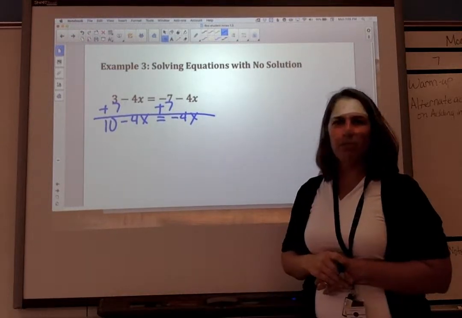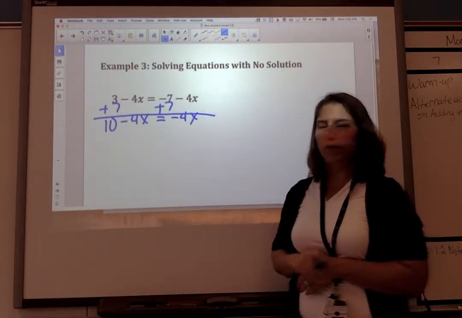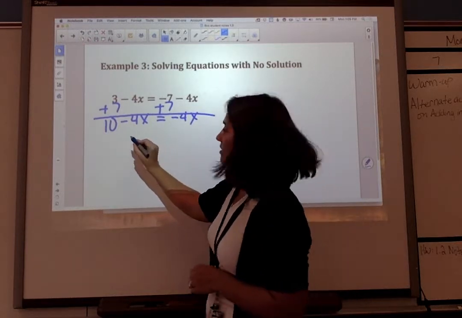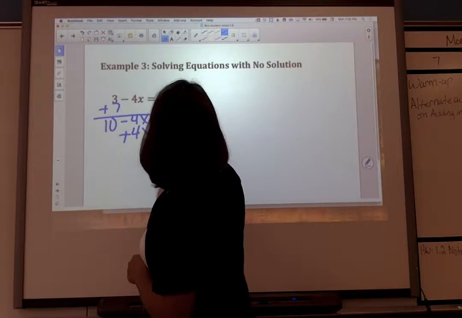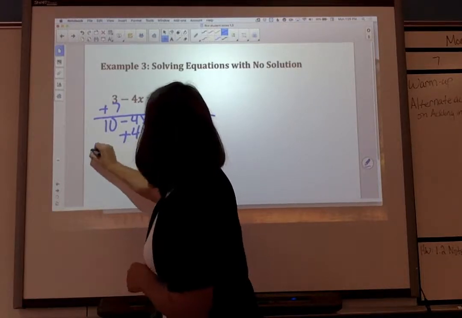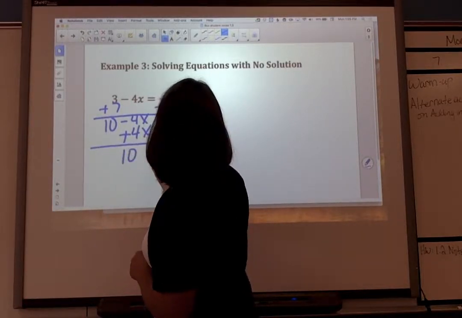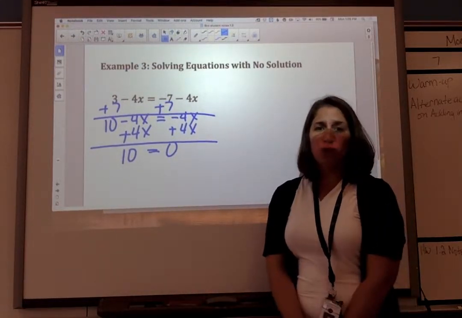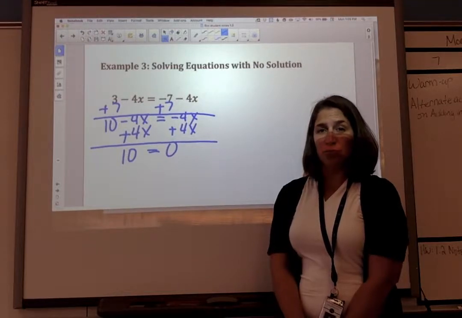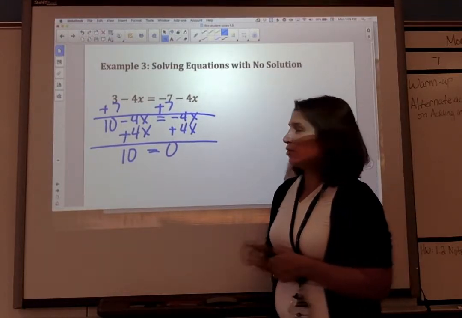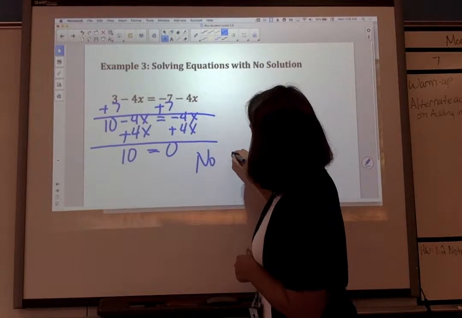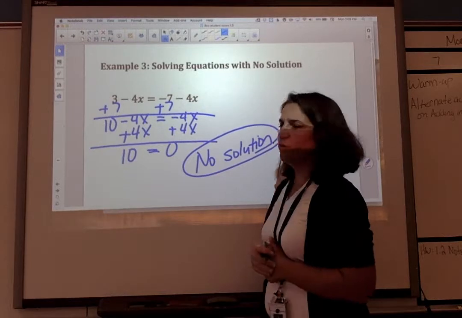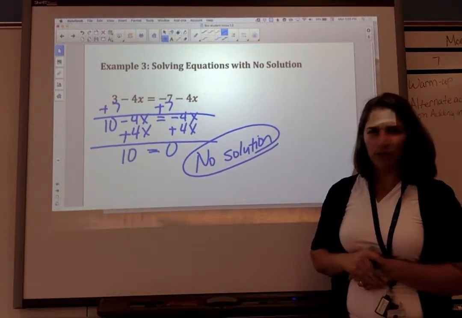So now I have 10 minus 4x equals negative 4x. Now if I want to have the x values all on the right, I would add 4x to both sides. And I get 10 equals 0. So there's no value of x that can make this true. This is an equation that has no solution. And if you get a problem like that, you're just going to indicate that there is no solution.